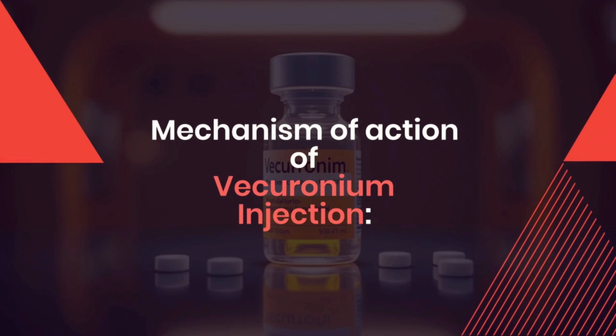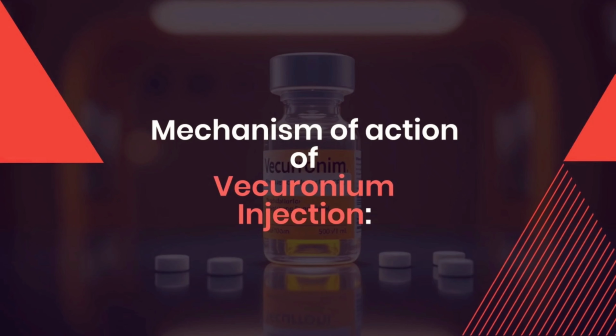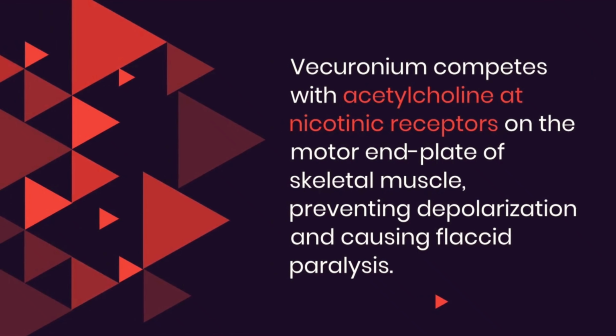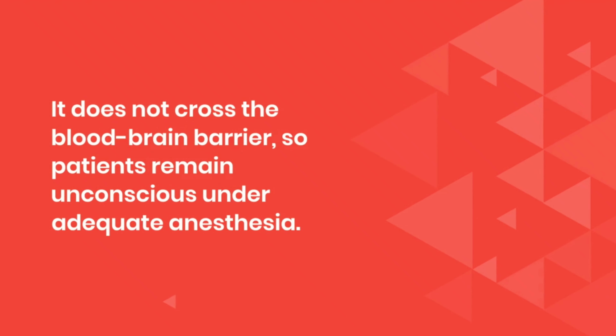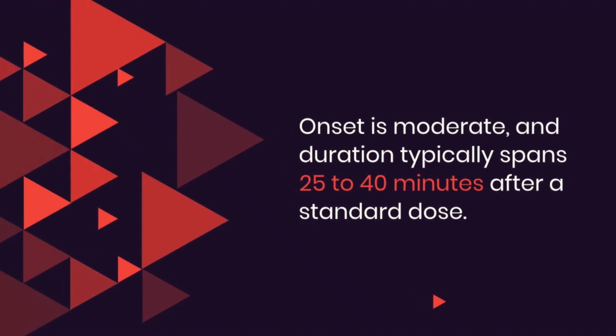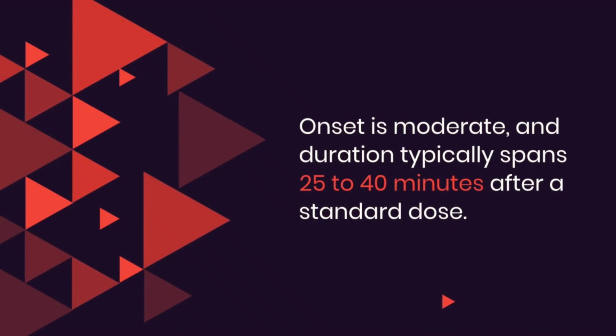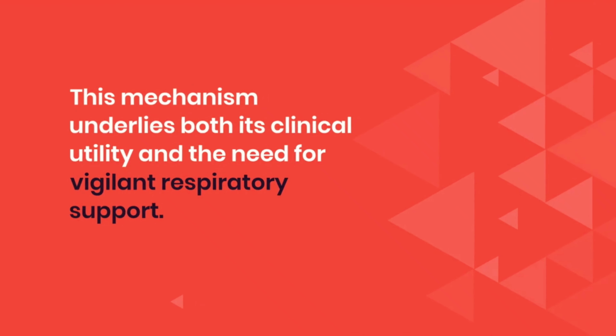Next, mechanism of action of Vecuronium Injection. Vecuronium competes with acetylcholine at nicotinic receptors on the motor end plate of skeletal muscle, preventing depolarization and causing flaccid paralysis. It does not cross the blood-brain barrier, so patients remain unconscious under adequate anesthesia. Onset is moderate, and duration typically spans 25 to 40 minutes after a standard dose. This mechanism underlies both its clinical utility and the need for vigilant respiratory support.